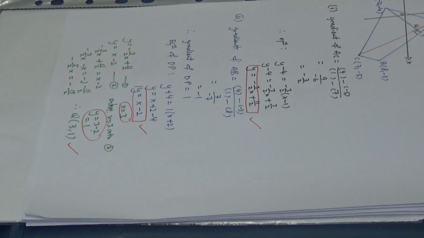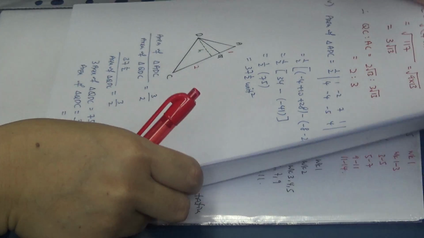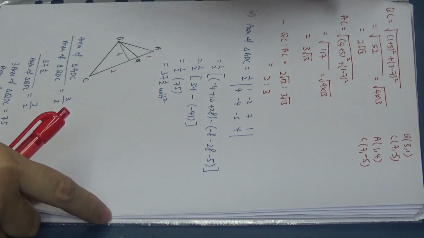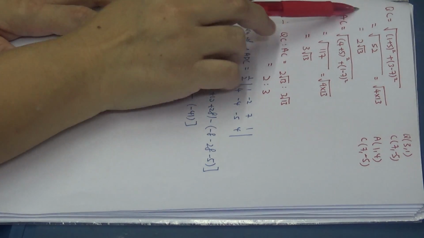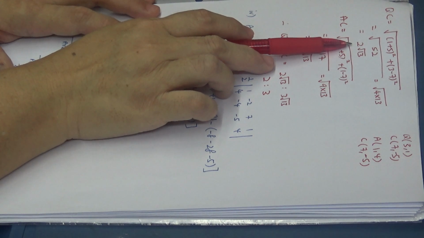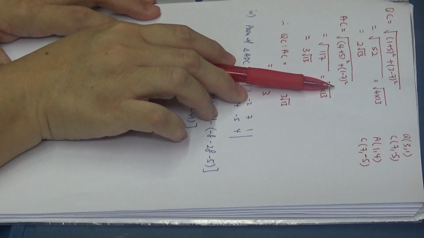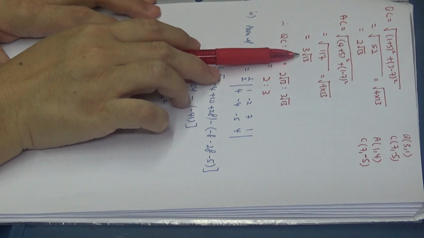Now part 3, they want to find the ratio of QC to AC. For this one we have to use the length formula, the line segment formula. For QC, I apply the line segment formula and simplify, and I get 2 root 30. I find AC by applying the line segment formula, so I get this, 3 root 30.